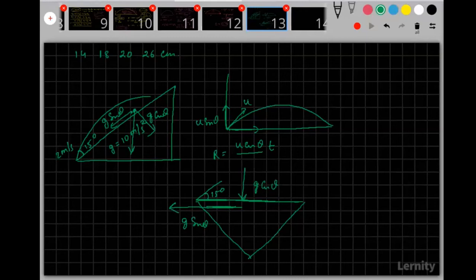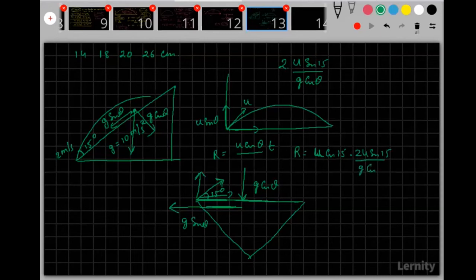So even here, the velocity will have two components, a component along the plane and a perpendicular component. The perpendicular component is u sine 15. So u sine 15 by g cos theta is the time taken to go up, which is equal to the time taken to come down. Now they are asking what is the range. The range will be u t, which means u cos 15 times t, where t is 2u sine 15 by g cos theta.